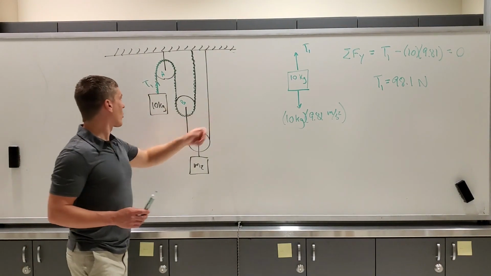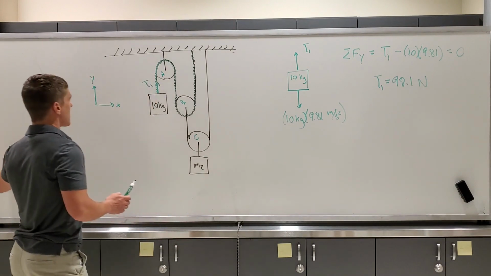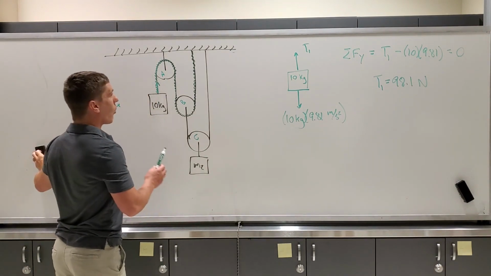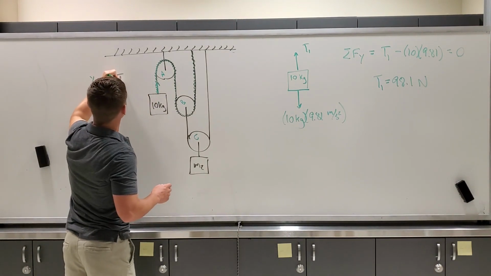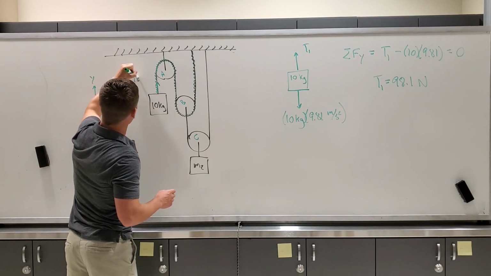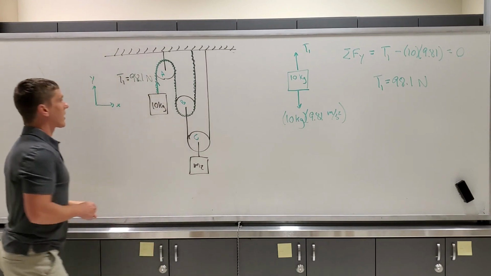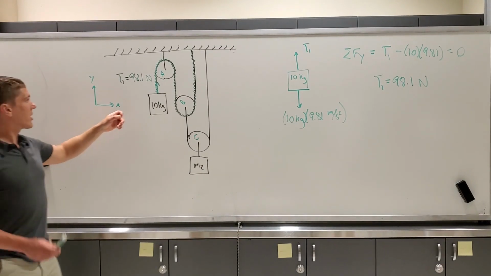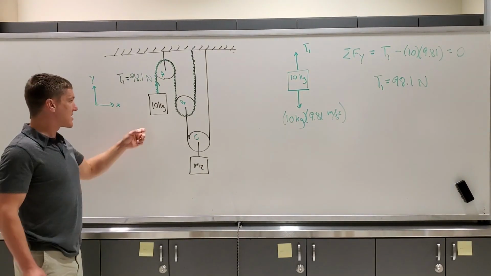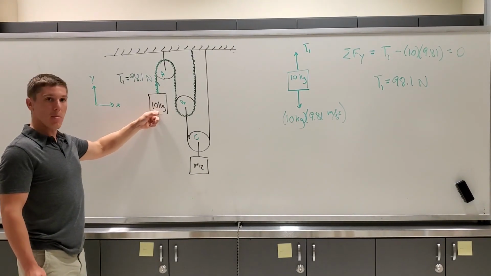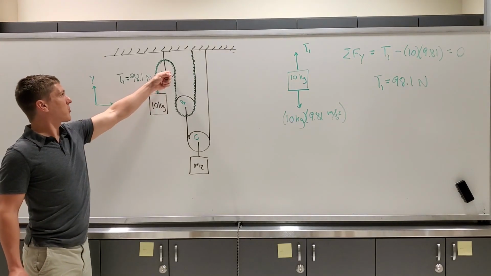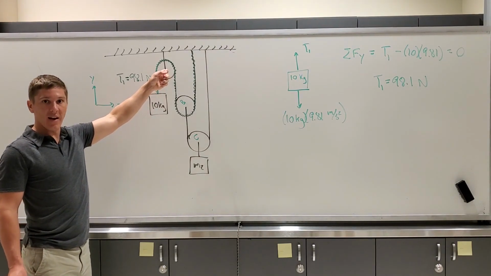Okay, so we're just going to go ahead and write that down. Let's make a note here that we said that tension 1 is equal to 98.1 newtons. Now we're going to keep that in our back pocket, and jump to our next particle. We just looked at the mass 1 particle. Let's jump to pulley A, and we can do a free body diagram of that.